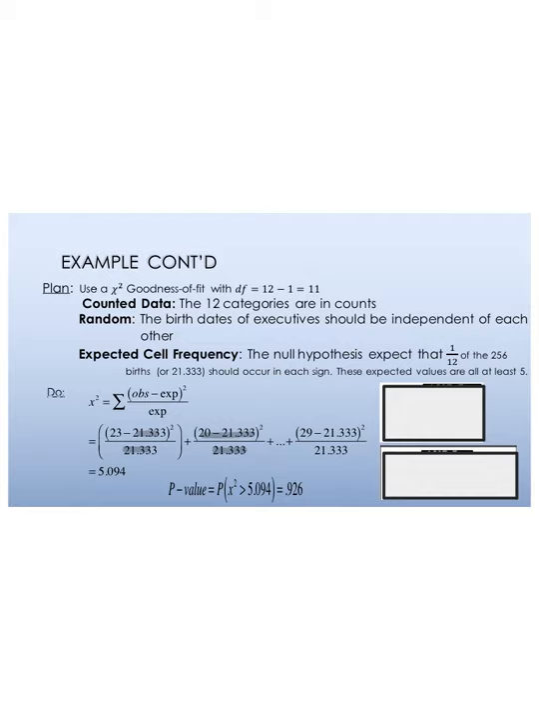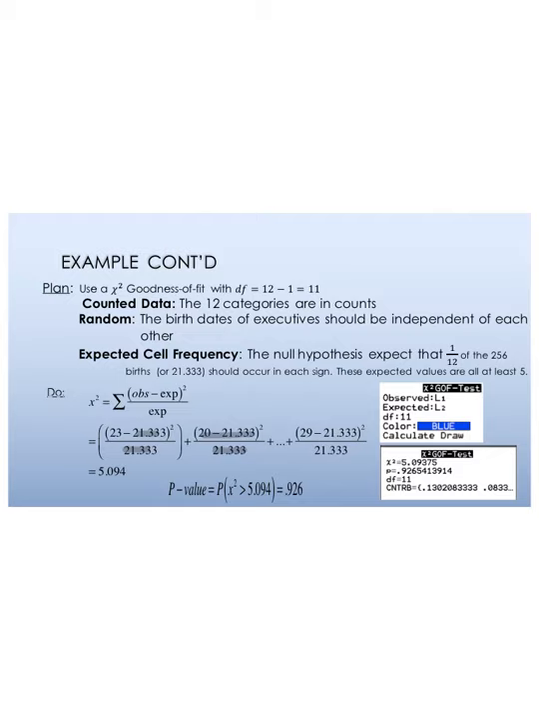If I were to run the test in a calculator, I would choose the chi-square goodness of fit test. I would put into list 1 all of my observed values, into list 2 all the expected values. Degrees of freedom would be 11, and then calculate. Notice we get the same chi-square test statistic, 5.09375, and the same p-value.